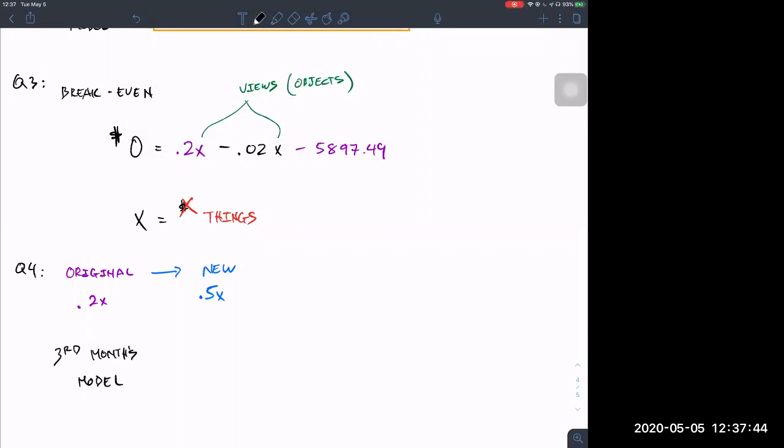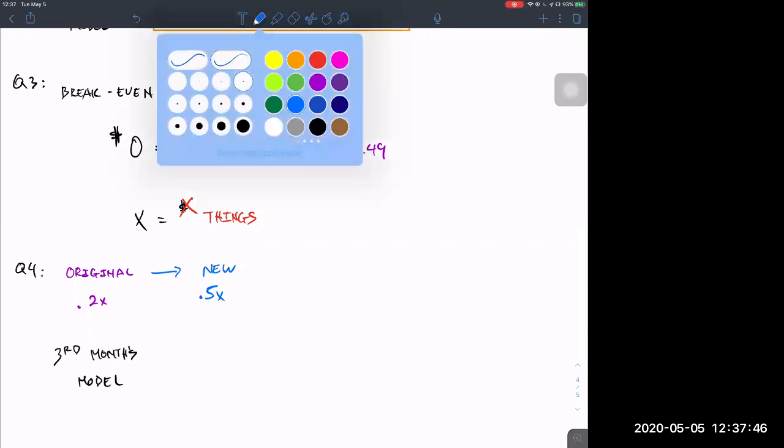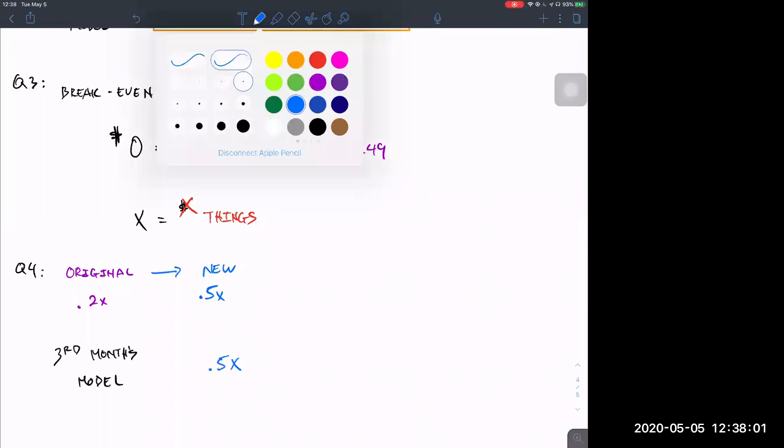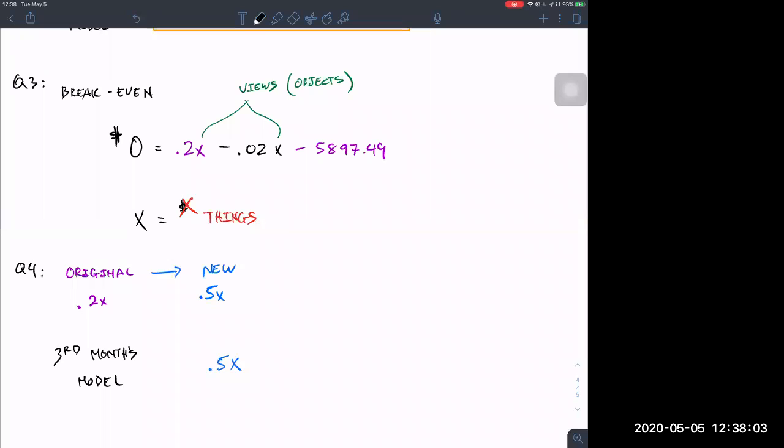So what does your model look like now? Instead of the 0.2x in the beginning, is it 0.5x? Beautiful, right? Because you still have to make money somehow. We have not adjusted how you're paying people. And of course, the monthly payment is still the same. Excellent.